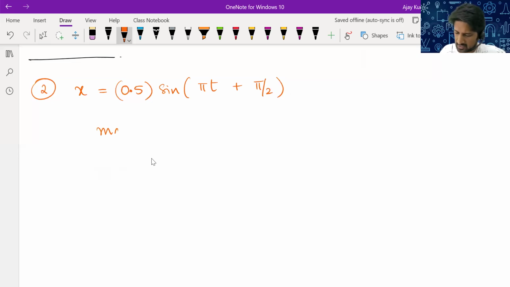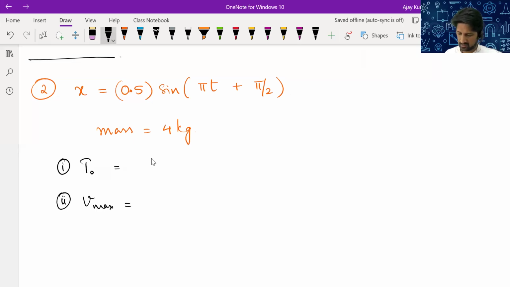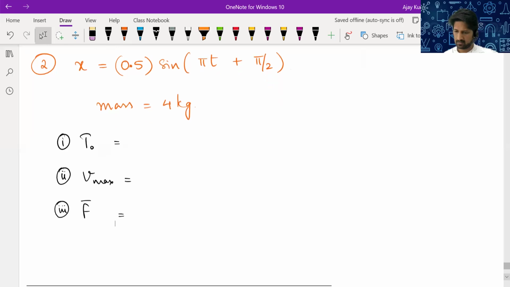And the mass of this object is given as, say, 4 kg. So a 4 kg object is oscillating according to this equation. Find out, first thing, what is the time period of oscillation? Next, what is the maximum speed during oscillation? Next, write the equation for restoring force. Solve these three parts first. I'll give you 2 minutes. This is quite easy.